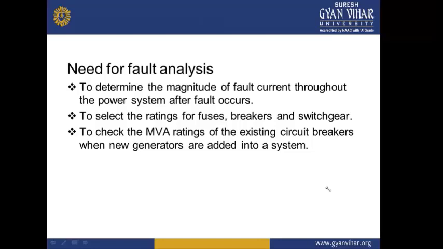The current level increases all of a sudden, whereas the voltage reduces, because a fault is a low voltage phenomenon. So, to determine the magnitude of fault current throughout the power system after the fault occurs, it is very essential to identify the fault currents when the fault occurs, because it has been approximated that the fault current rises to 2 to 3 times more than the rated current.